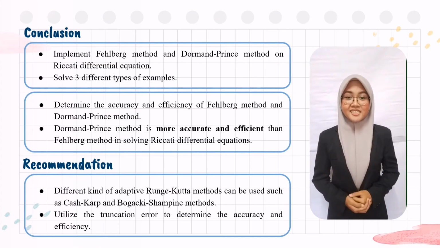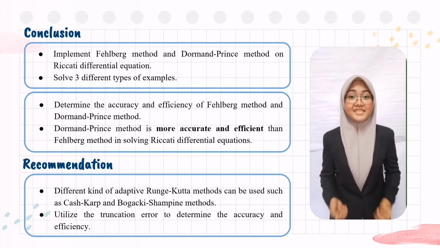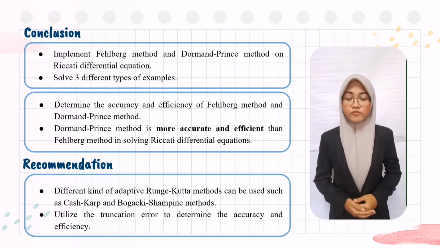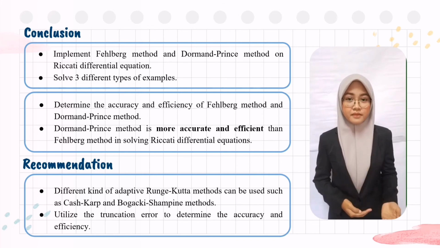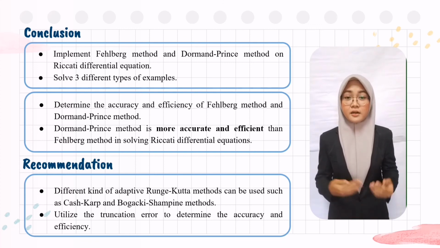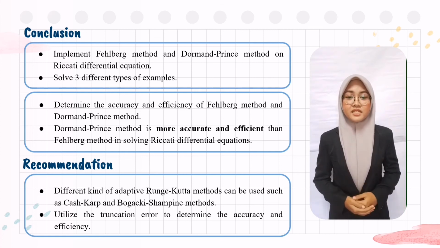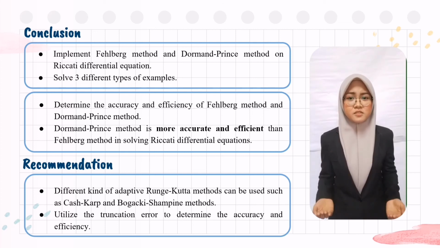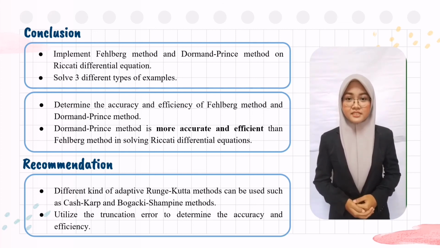In conclusion, the objective to solve the Riccati differential equations by the Fehlberg method and Dormand-Prince method is achieved, which solves 3 different types of examples. The second objective, to determine the accuracy and efficiency for solving the Riccati differential equations by the Fehlberg method and Dormand-Prince method, is also achieved. The relative errors for all examples by using the Dormand-Prince method are smaller compared to the Fehlberg method. Therefore, the results obtained show that the Dormand-Prince method gives a better approximation for solving the Riccati differential equation as it is more accurate and efficient than the Fehlberg method.